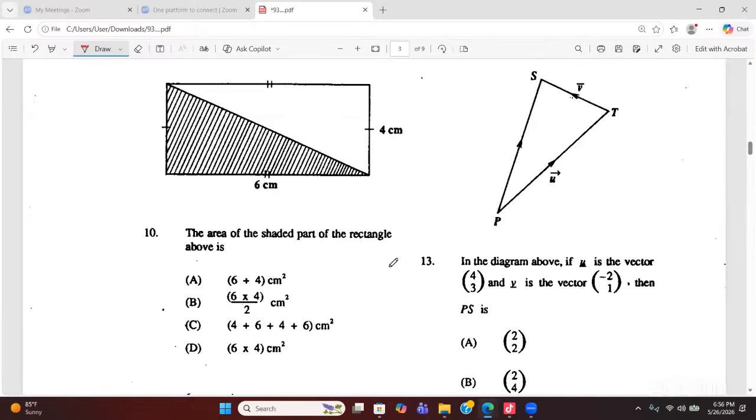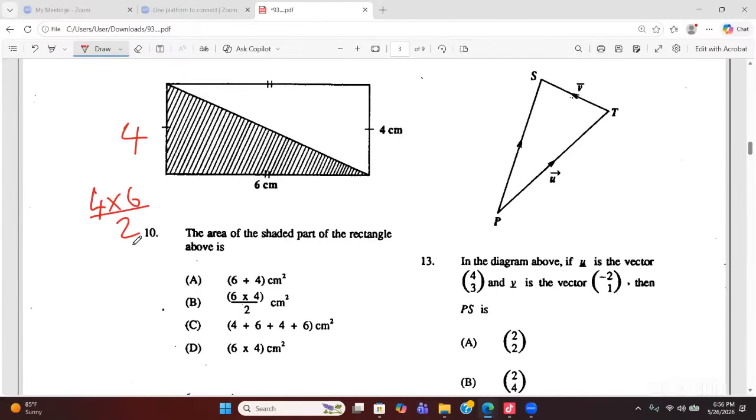shaded part. Again, you know that this is 4, based on what you're seeing. So the area must be the 4 times the 6, and it's going to be a half of it, because that's the triangle we're dealing with. So the 4 times the 6, and it's a half of it. So we're looking at B. Number 10 is B.